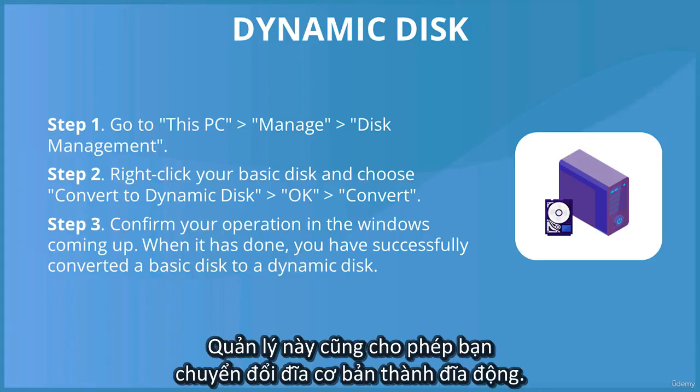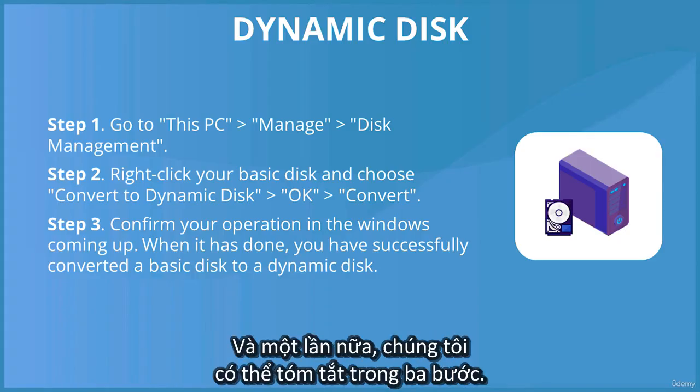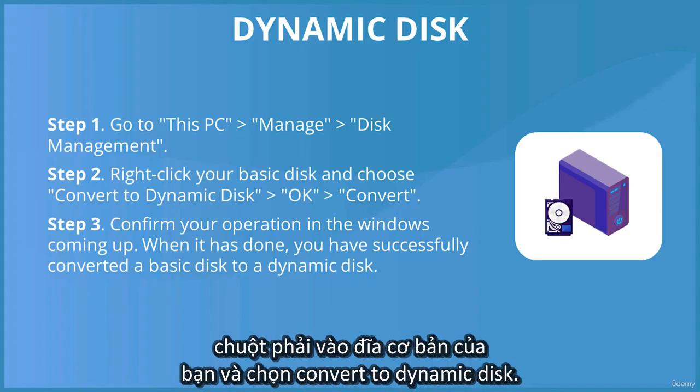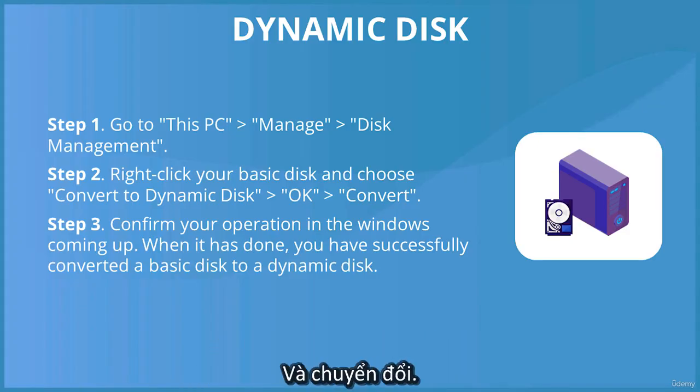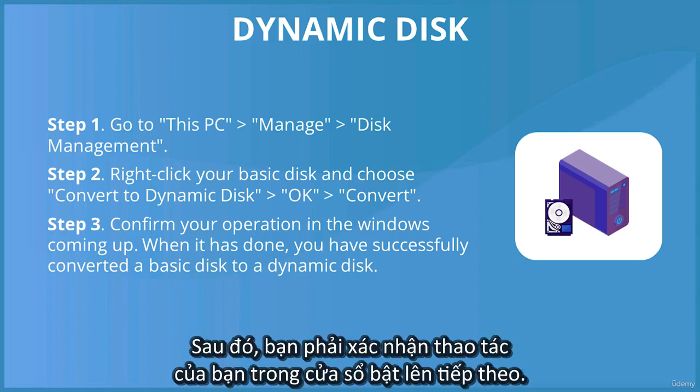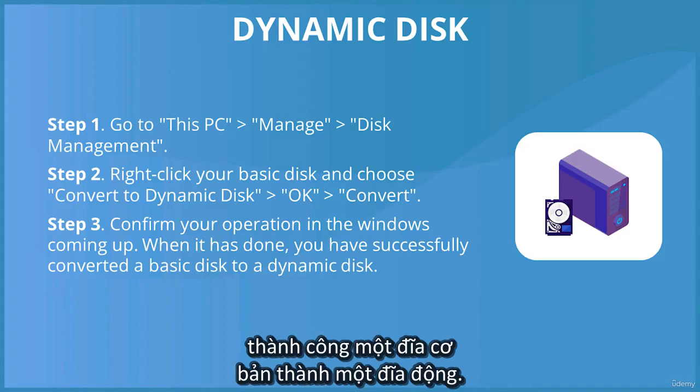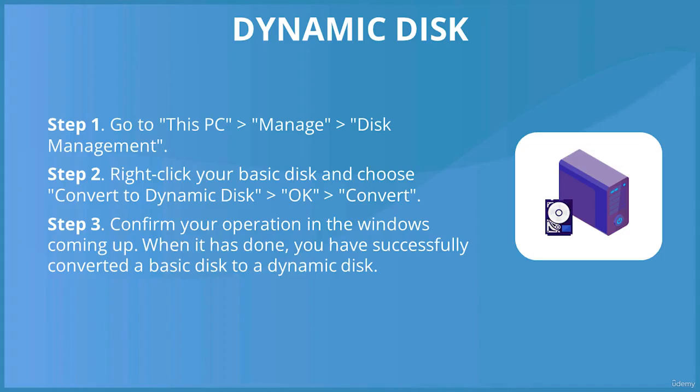Disk Management also allows you to convert a basic disk to a dynamic disk. And again, we can wrap it up in 3 steps. You just go to This PC, Manage, Disk Management, right-click on your basic disk and choose Convert to Dynamic Disk. OK, and convert. Then you confirm your operation in the window that pops up next. And when that is done, you have successfully converted a basic disk to a dynamic disk.